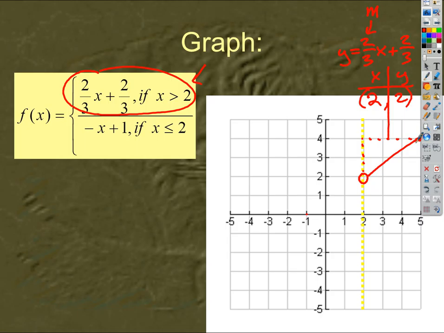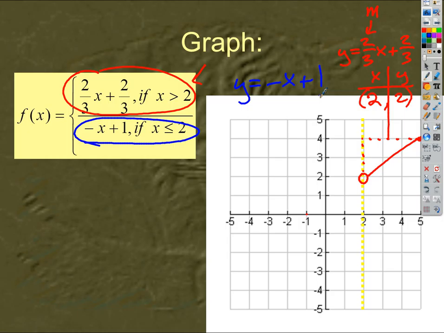What about the left part? Make that blue. Okay, so over here to the left of our boundary, we've got the line y equals -x plus 1. That's a pretty easy one to do, isn't it? What's probably the easiest way to graph that one?